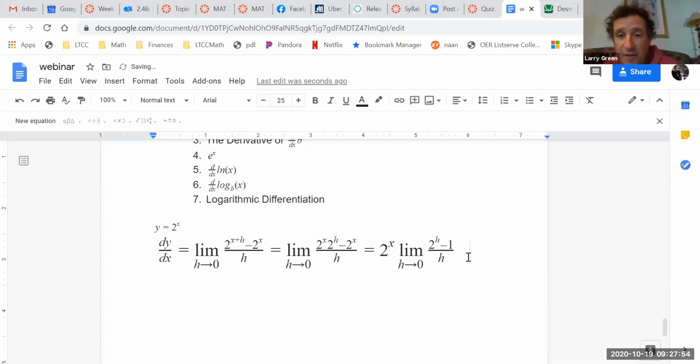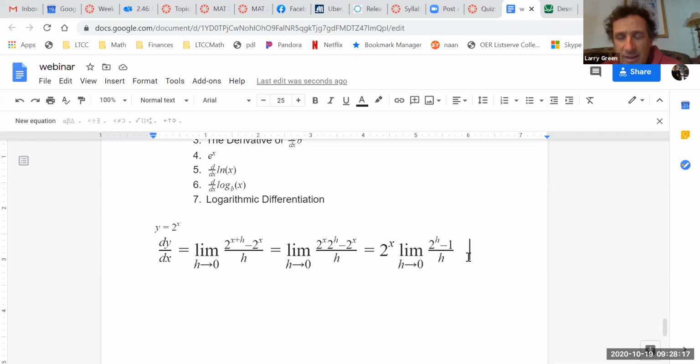Any questions on the algebra so far? No. All right, so now the question is, what's the limit as h goes to 0 of 2 to the h minus 1 over h? Okay, and that's not something we've dealt with before. Do you all agree?